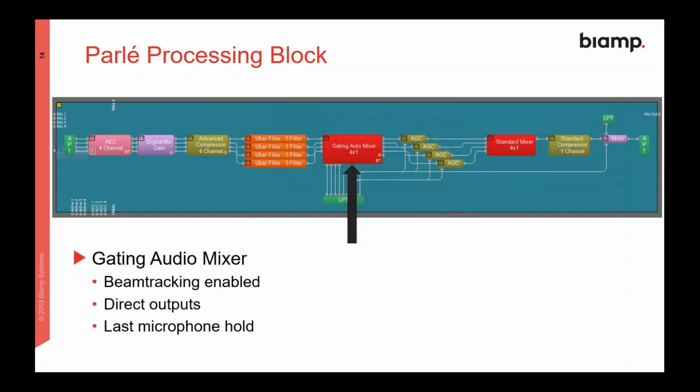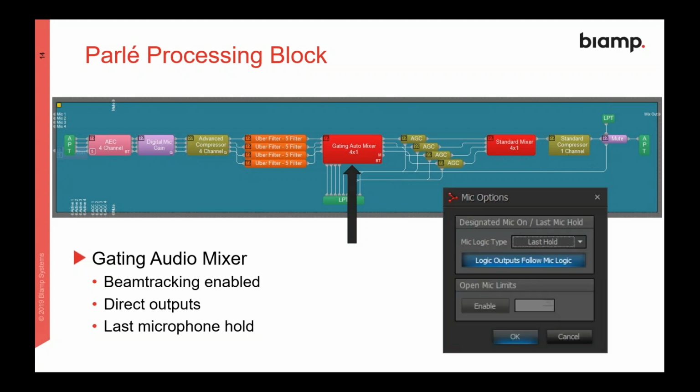And then we go into a gating auto mixer, and the gating auto mixer is pre-configured for beam tracking microphones. So that feature is enabled. We're using the direct outputs, and it's also set up for last mic hold.